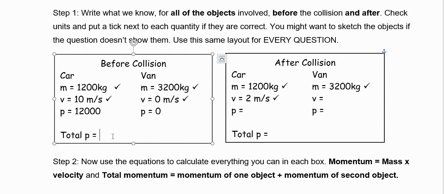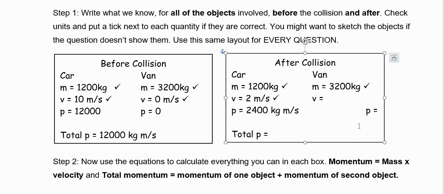What else can we calculate? Well, we can calculate the total momentum before. So how do you add momenta? Well, they're vectors. If they're in opposite directions, they cancel. If they're in the same directions, they just add. But here you've got 12,000 plus 0. So it's just 12,000 kilogram meters per second. Okay, can we calculate anything afterwards? Well, yeah, we can. Afterwards, the momentum of the car is 2 times 1,200. So that's 2,400 kilogram meters per second.